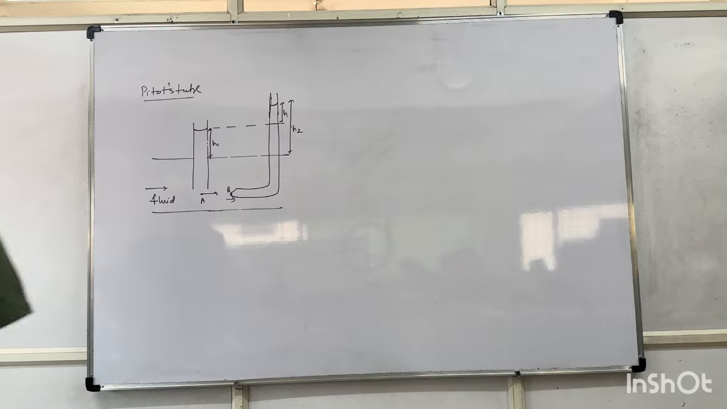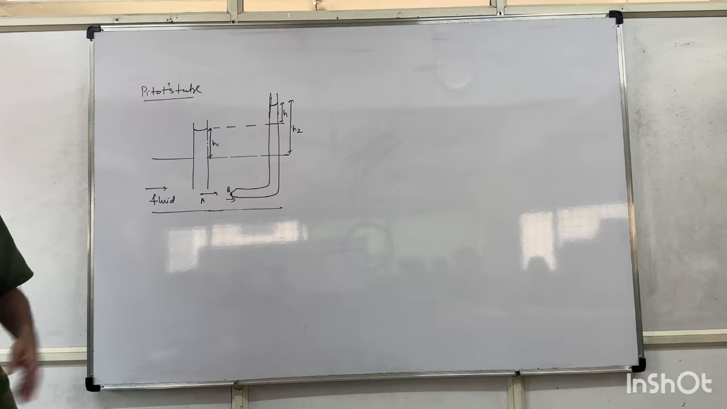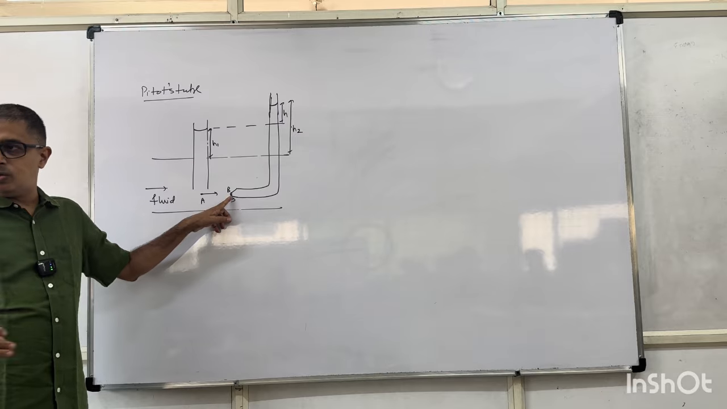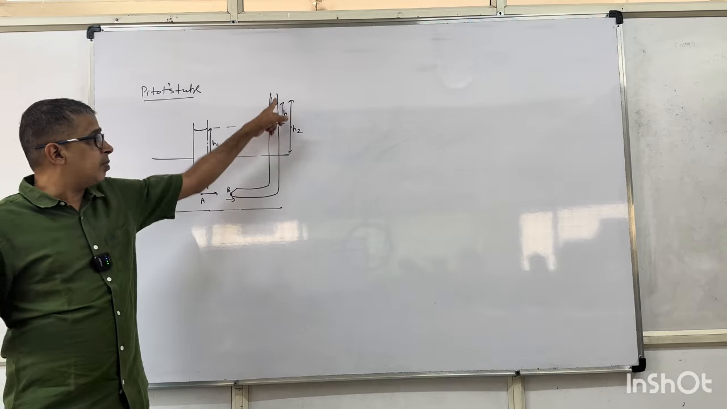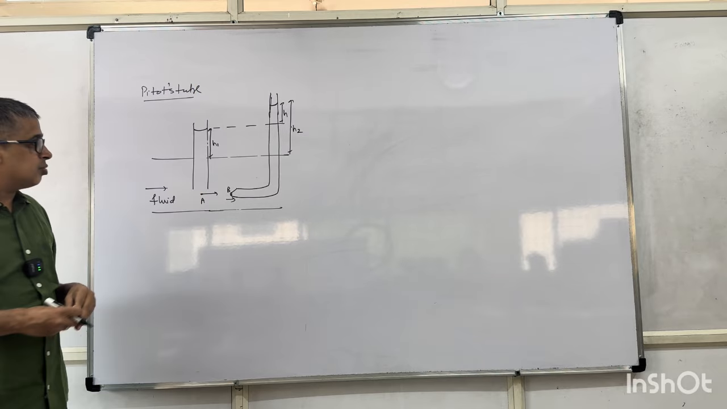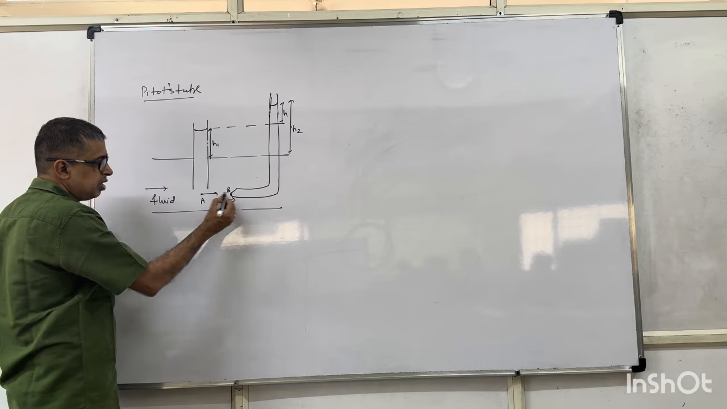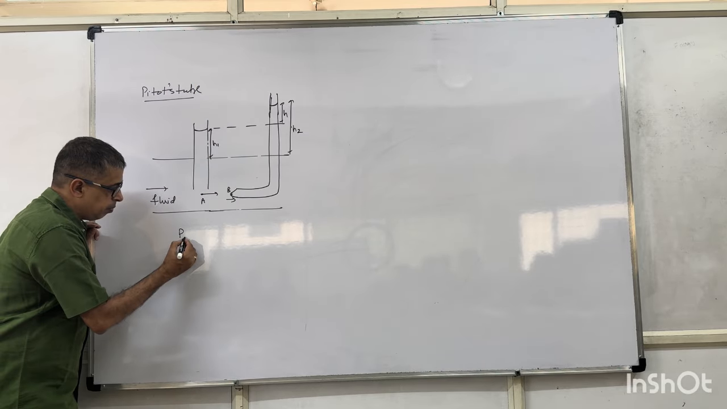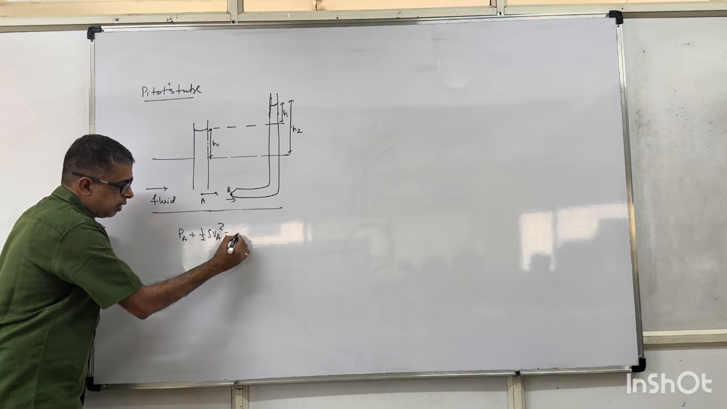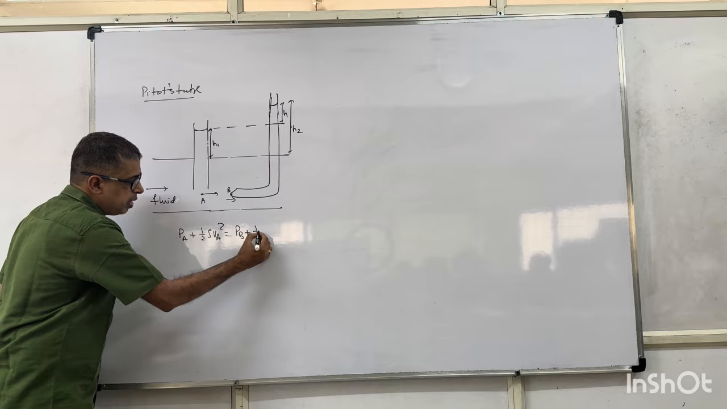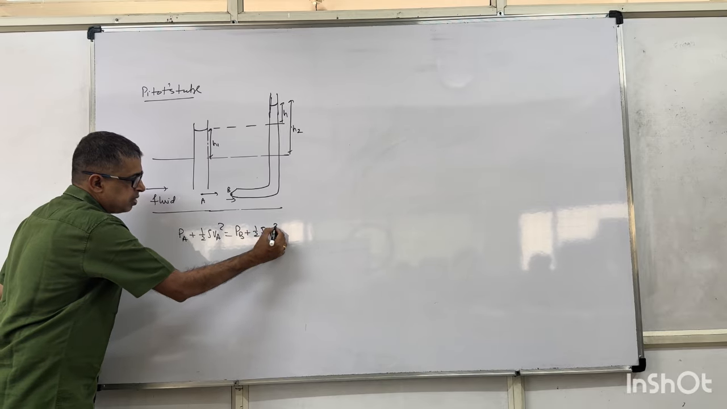Why will it rise to a greater height? Observe this. Velocity becomes zero. Lesser the velocity, greater the pressure. Greater the pressure implies it will go to a greater height. So now you are applying Bernoulli's equation to A and B. PA plus half rho VA square is equal to PB plus half rho VB square.